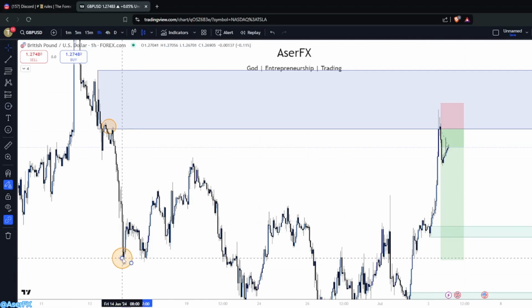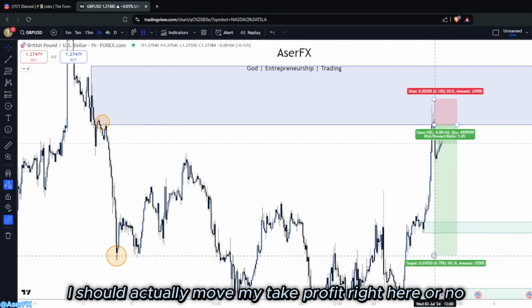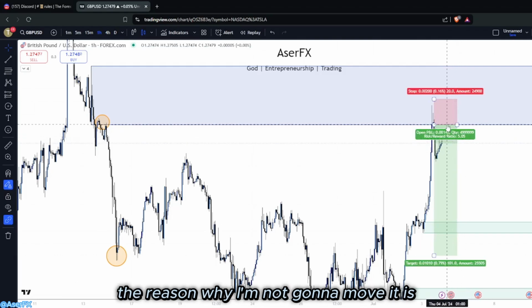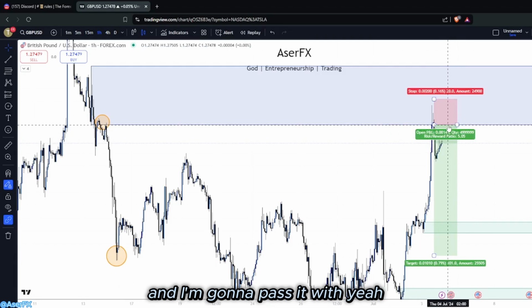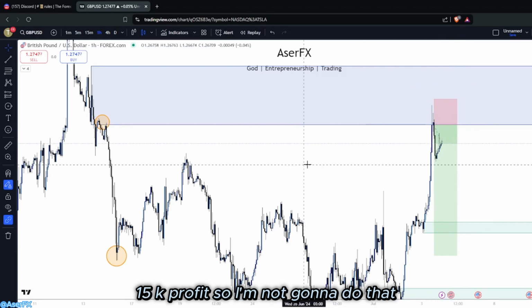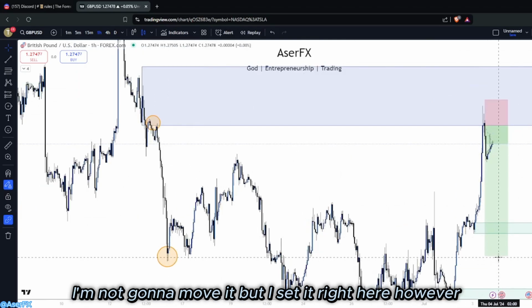Correct? Right here. So you're going to target it right there. I should actually move my take profit right here. Or no, I'm not going to move it. The reason why I'm not going to move it is I'm going to make 10 grand on this trade and I'm going to pass it with 15K profit. So I'm not going to do that. I'm not going to move it. But I set it right here.